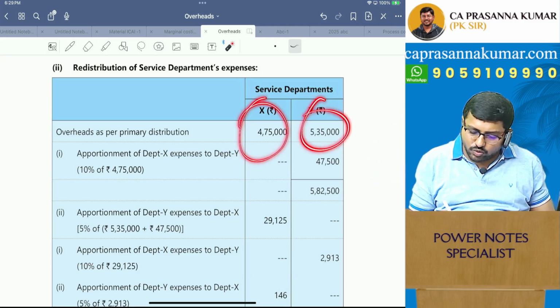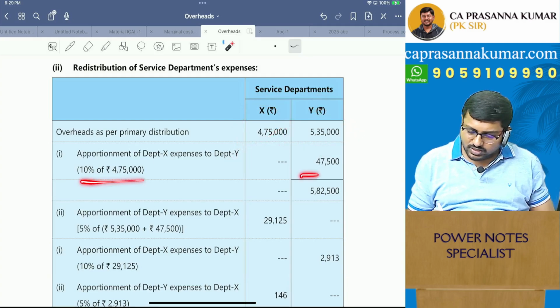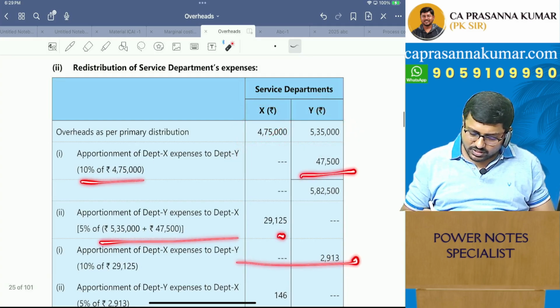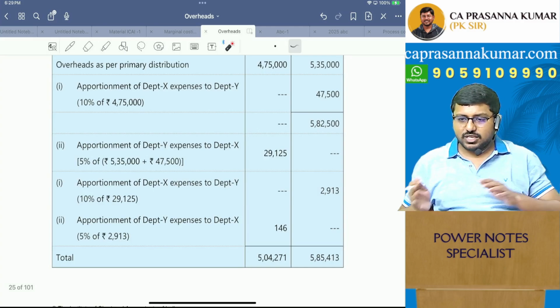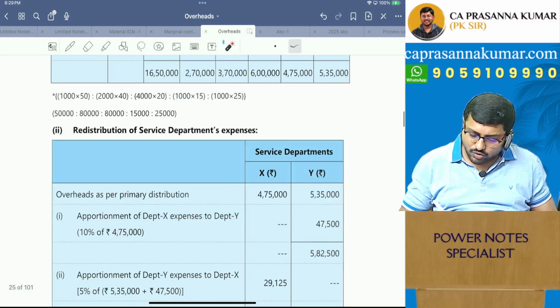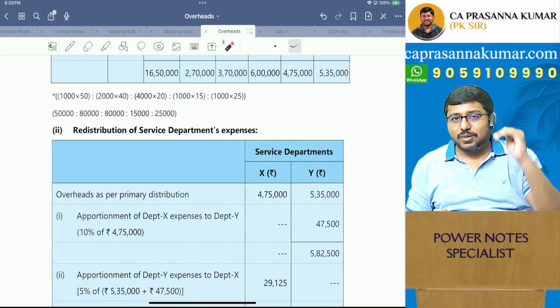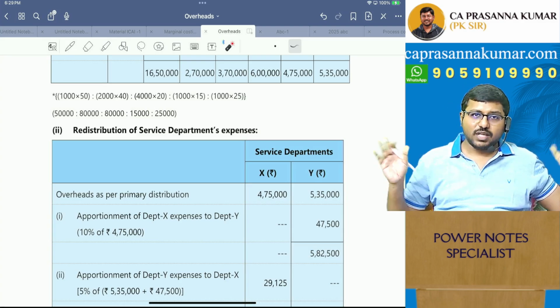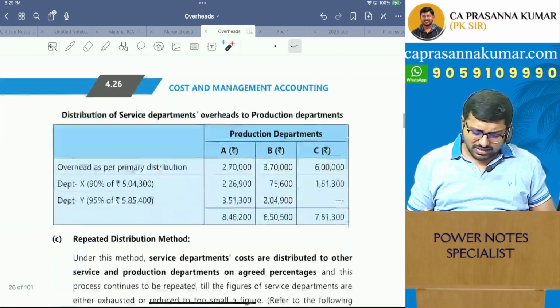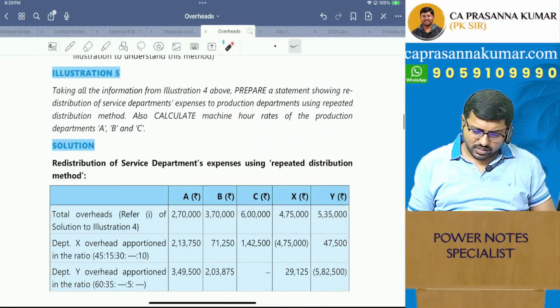Here you are doing it only for service departments, like 10% giving, 5% getting, again 10% giving, 5%, again 10%, 5%. You're doing it only for service departments. In repeated redistribution method, you'll do it for all. That's all. Anyways, now let's have a look into that. That's the last one we have got. Illustration 5. See here.